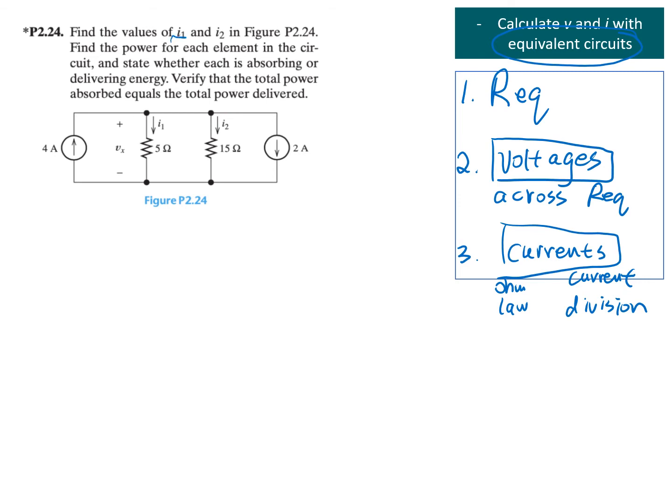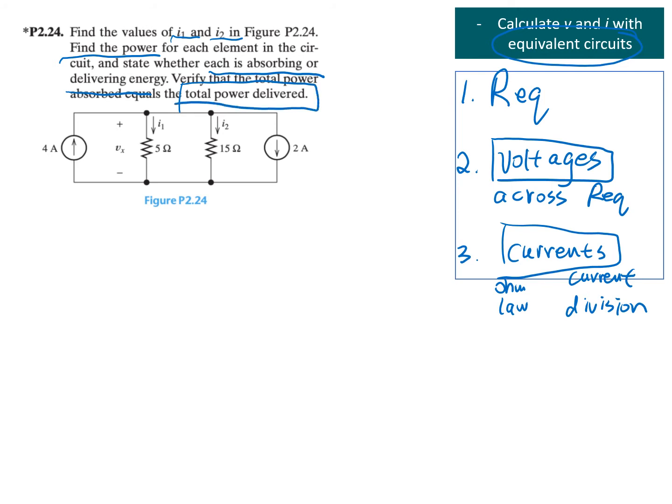Find the value of I1, I2 in figure P2.24 and then find the power for each element in the circuit and state whether each is absorbing or delivering energy, and verify the total power is conserved.